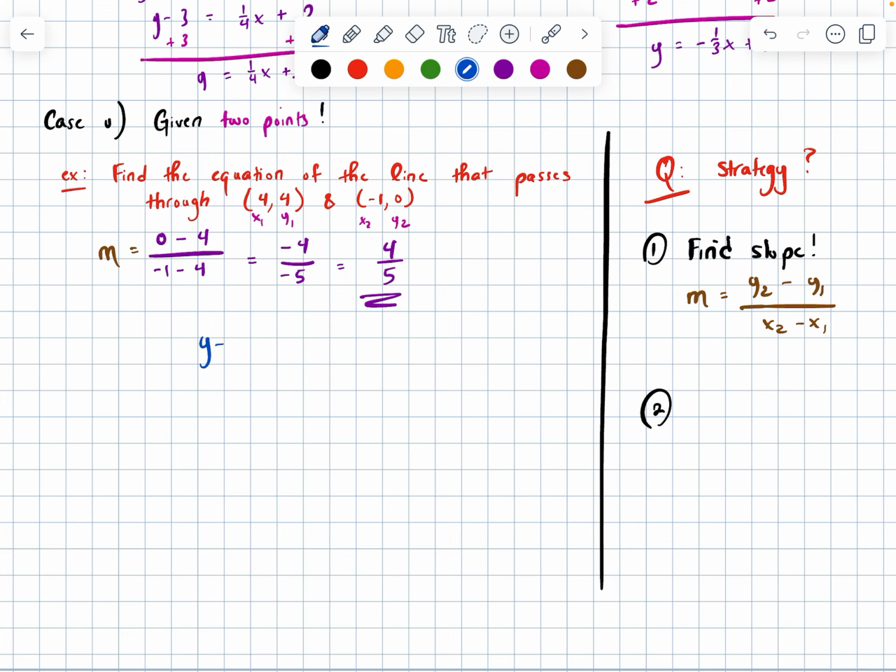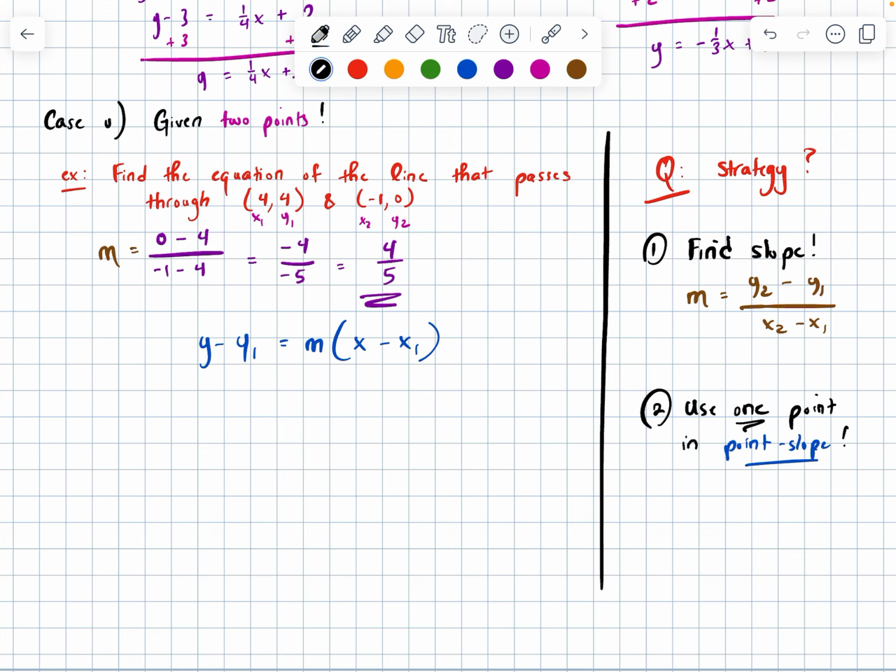Again, point slope form is y minus y1 equals m times parentheses x minus x1. So my second move, once I find slope, I've got 2 points. So I'm going to take one of them. It doesn't matter which one, and use that in my point slope form. So I'm going to use one of my 2 points in my point slope form.